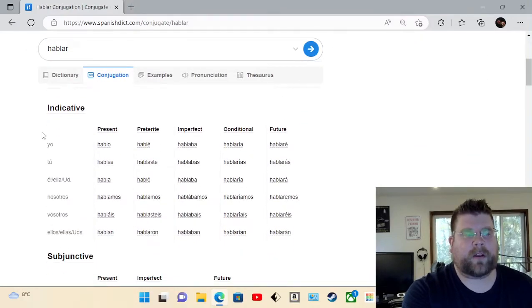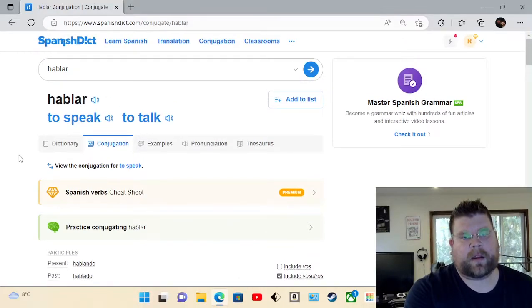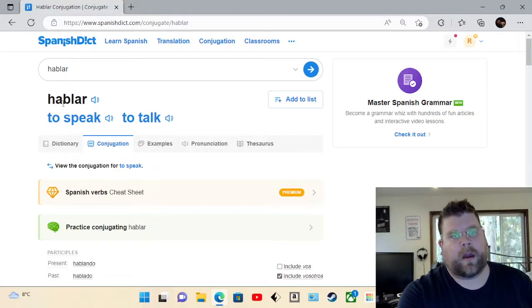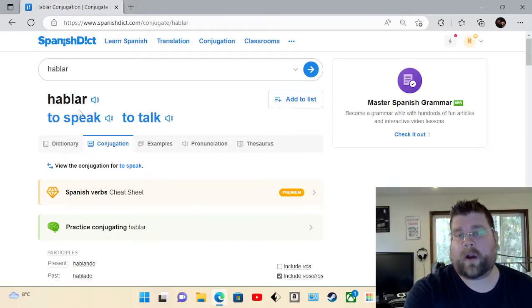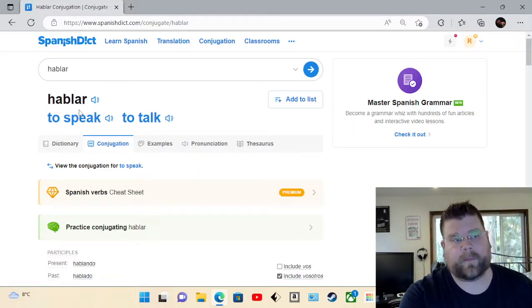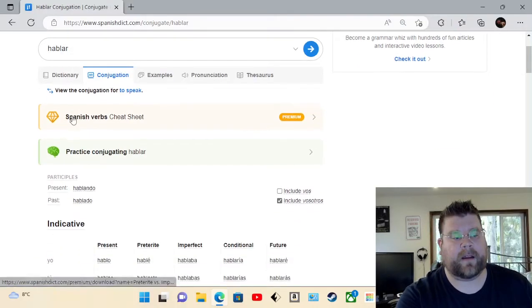At first, get familiar with this indicative chart. So the three things that you write down. You write down the infinitive, hablar. Remember, all Spanish verbs end with R. Either AR, ER, or IR, right? And that's called the infinitive form. So there's an infinite amount of possibilities.